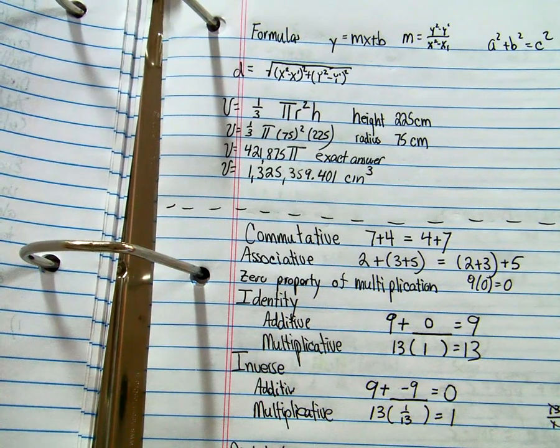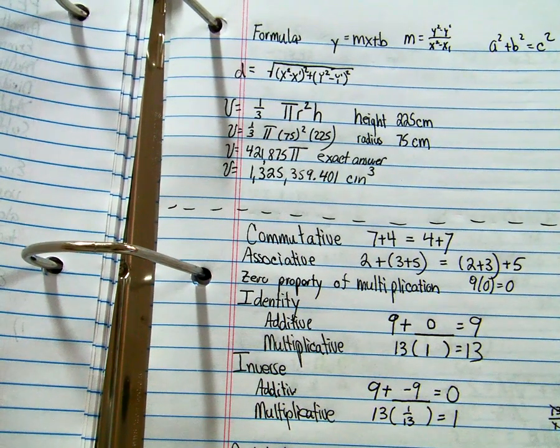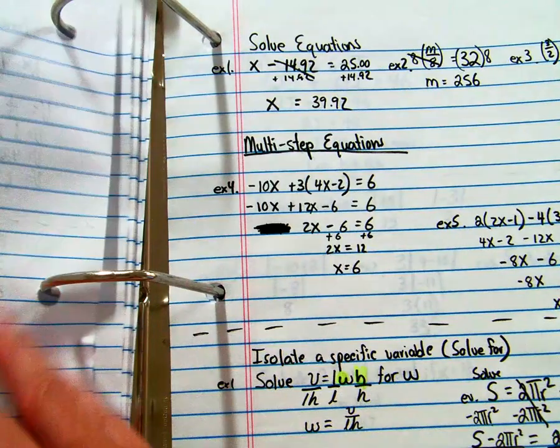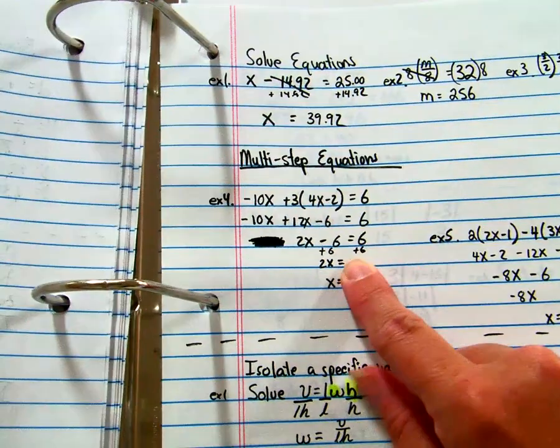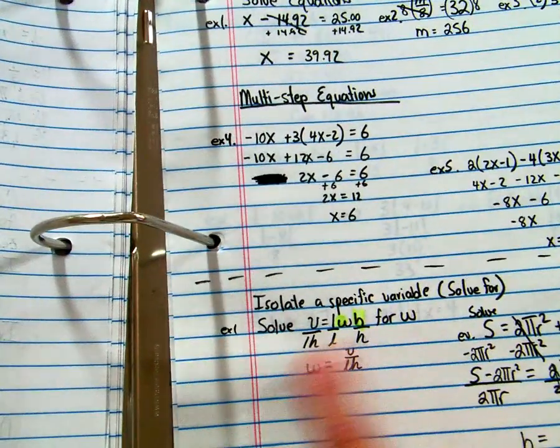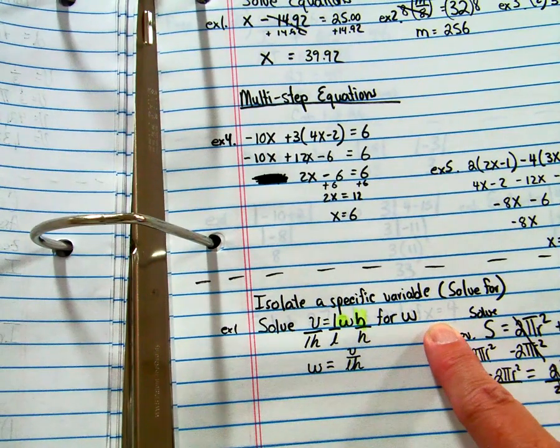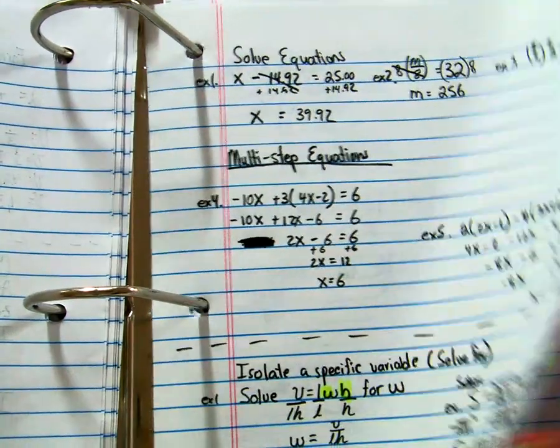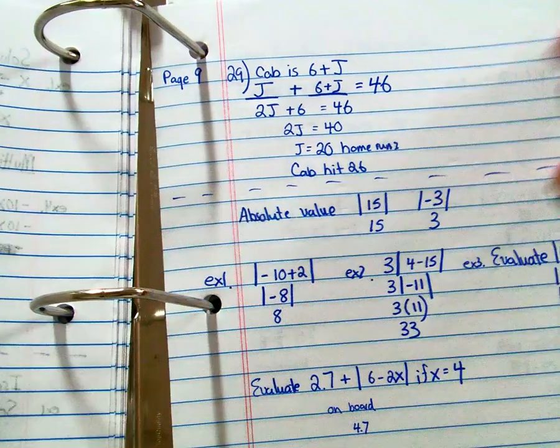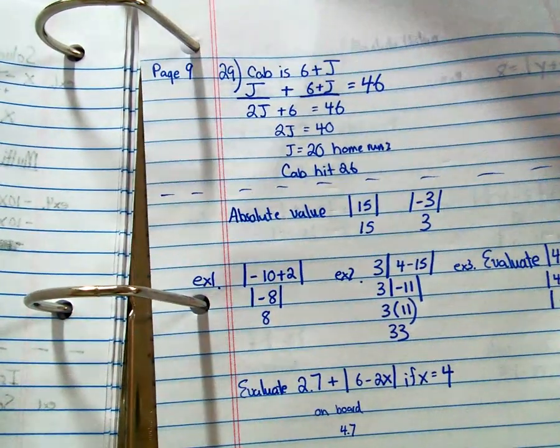That one's huge. There's a lot of that on the quiz tomorrow, which leads us to combining like terms. That's going to be on the quiz tomorrow. Then we solved equations. We even did the ones where we had to isolate a variable, right? Okay. And then yesterday we did a word problem, and then we did absolute value. All of that's going to be on the quiz tomorrow.